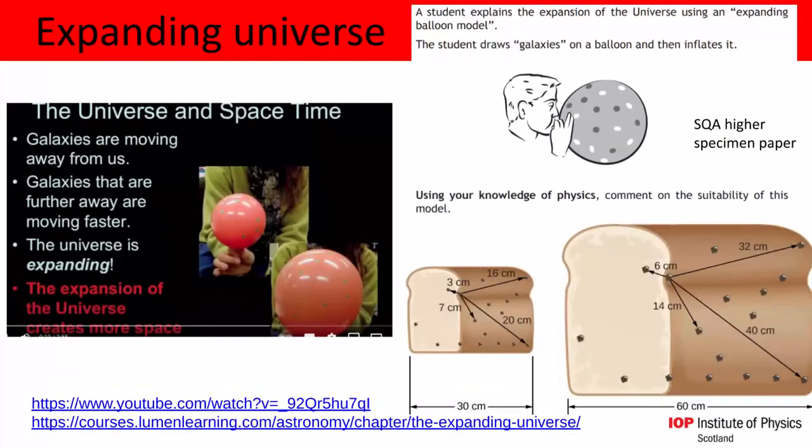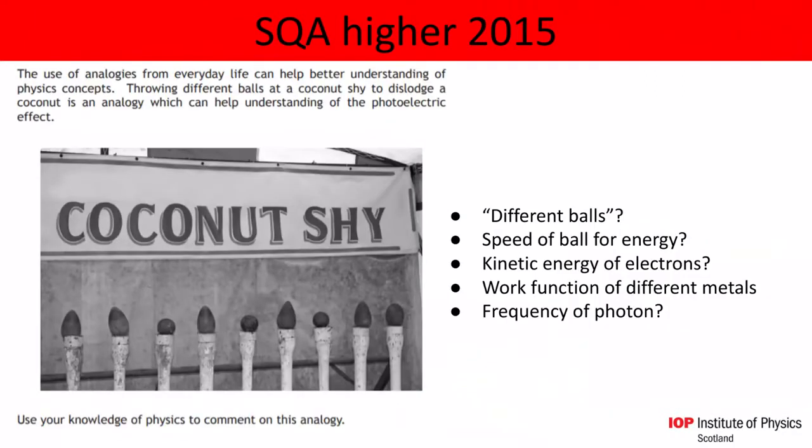In terms of the expanding universe, a balloon is often used as an expansion analogy, but really it's much more complicated than that, as we know, in terms of expansion of space-time, and therefore the two-dimensional surface of the balloon model isn't really accurate. I think we have to discuss with students what works and what doesn't. The idea of photoelectric effect and a coconut shy took a lot of people by surprise in 2015 here, and the discussion on the night was that this doesn't really work as an analogy, but it's useful as an open-ended question.